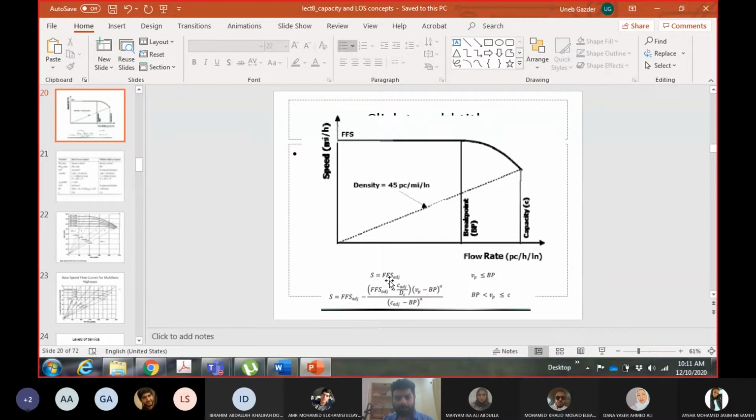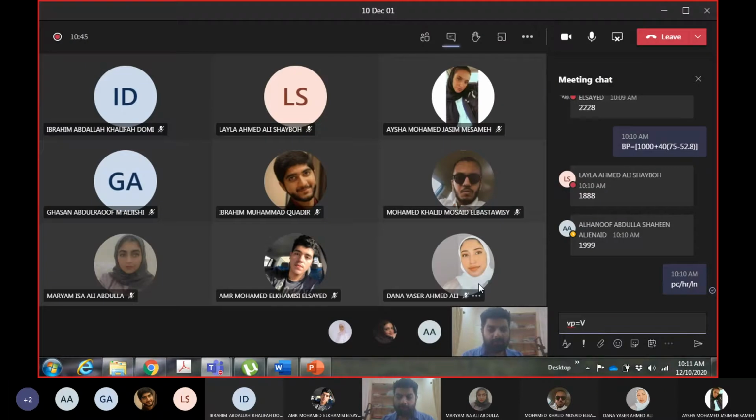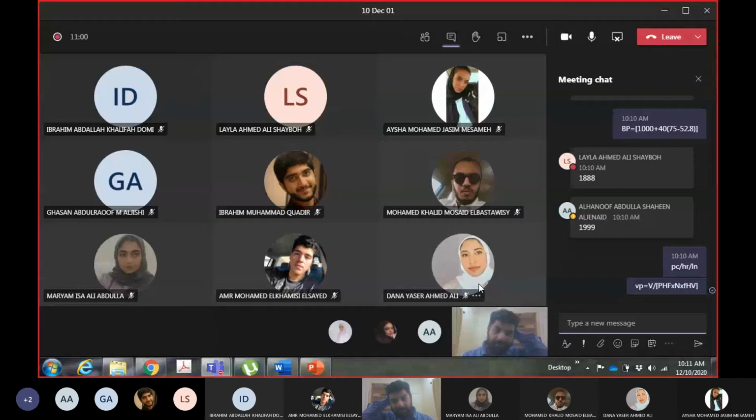The speed equals free flow speed if Vp is less than or equal to Bp, if flow is less than or equal to the break point. Now I already have the break point. Now I need to find out Vp. Vp is a flow, and I showed you the equation for Vp in the previous lecture. Vp equals the given volume divided by the peak hour factor, number of lanes, and heavy vehicle adjustment factor. Peak hour factor is given, number of lanes is 2, and heavy vehicle adjustment factor I have to find out.